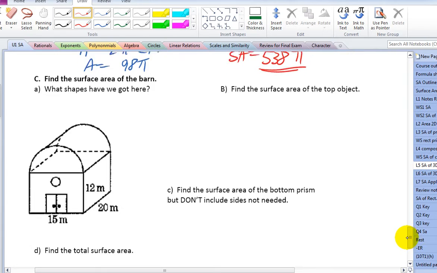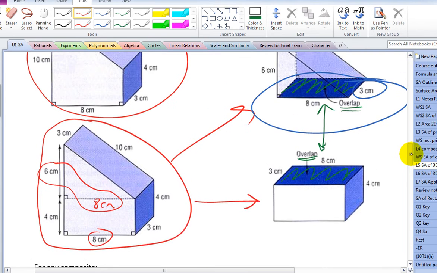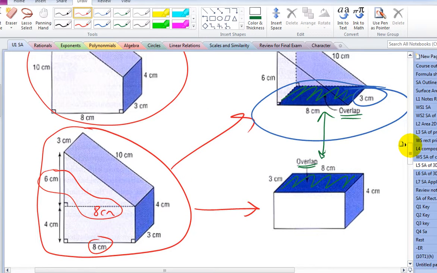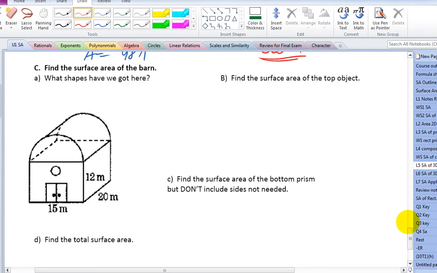So the last one here is the barn. Now, over here, this object is a 3-dimensional object. It's nothing real, so we have to calculate the bottom. But for a barn, would we calculate the bottom of the barn? No. So what we're going to do now is change what we've done a little bit. We're not going to include the overlap at all in our calculations. So for the what shapes have we got here is we have a rectangular prism plus half a circle. Sorry, half a cylinder.